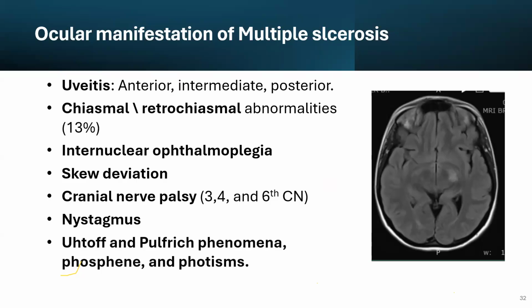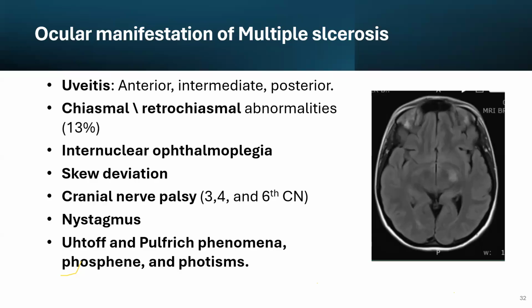They can come with nystagmus. They can come with certain phenomena like Uhthoff phenomenon, which is worsening of the symptoms with exercise or fever. They can come with Pulfrich phenomenon, which is altered perception of a moving object. If there is a moving object right to left, they see it like elliptical in shape, so they have altered perception because of the optic neuropathy.